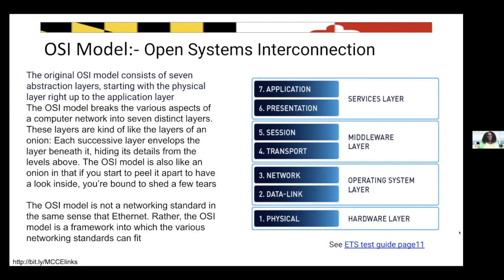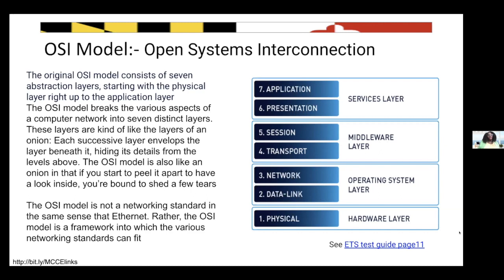You do interact with your operating systems, but it's just for it to bring up your computer. That's the way you interact with it, but you don't do that much like you do with 6 and 7, which are your service layers, which are what you interact with the most.